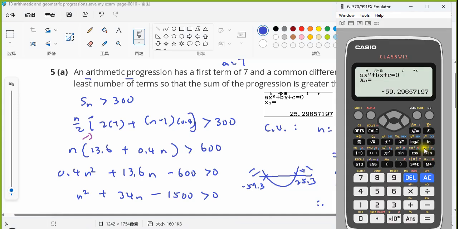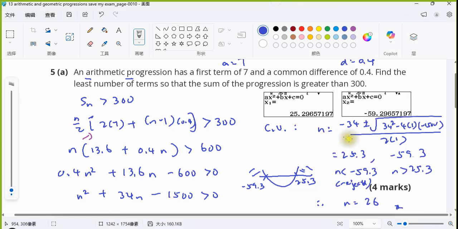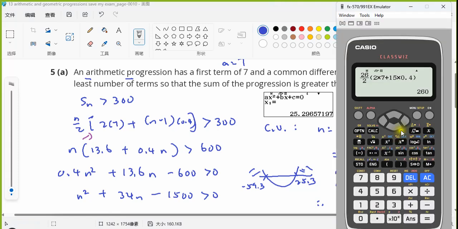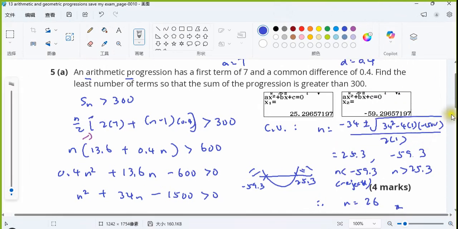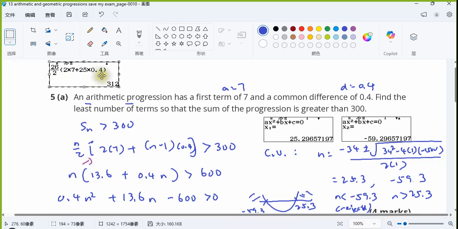So we have the 26 here. S26 will be 26 over 2, and then 2 times 7 plus 25 times 0.4. Okay, this is 260. Wait, 26, then this is 25. Okay, 312. Yes.